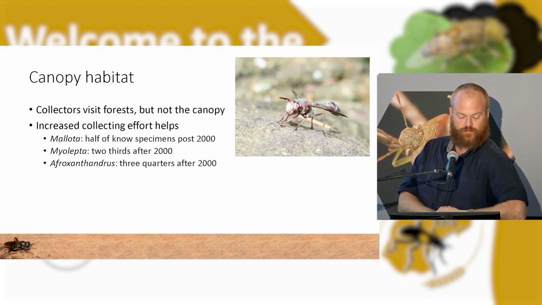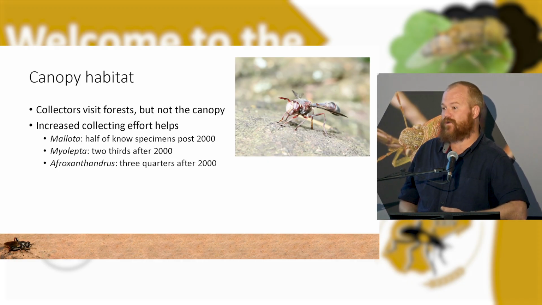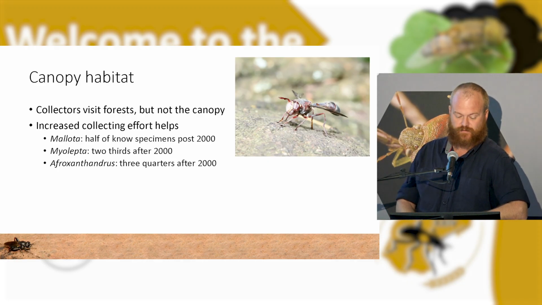I'm going to talk today about three of them: Malota, Myolepta, and Afroxanthandrus. Malota is probably the most common of these historically, but we still see more than half of the known specimens collected since the year 2000. Myolepta, it's about 2/3, and Afroxanthandrus is even more impressive, with 3/4 of them collected in the last 25 years.